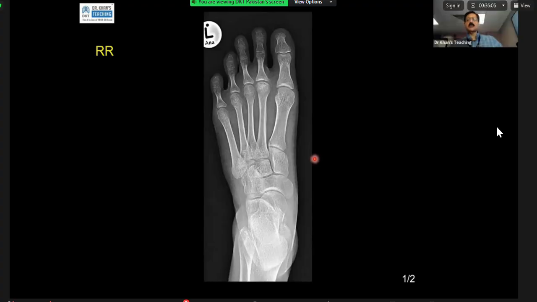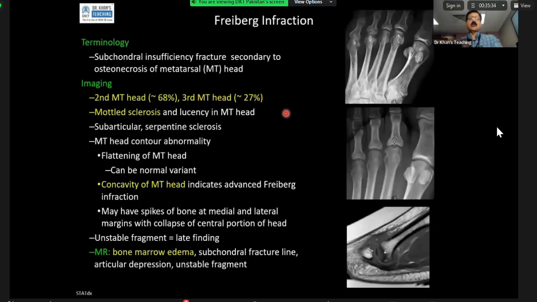Candidate 5, are you with us? Yes, sir. Normal, abnormal. Just looking at the second metatarsal head, it looks a bit flattened to me, and really sclerotic as well. It could be Freiberg's. So the candidate is right, and this is Freiberg disease.